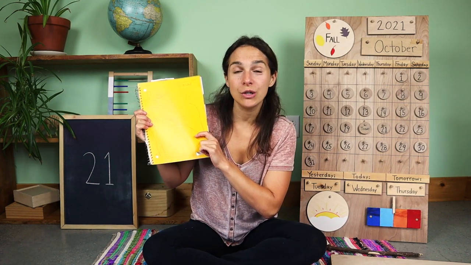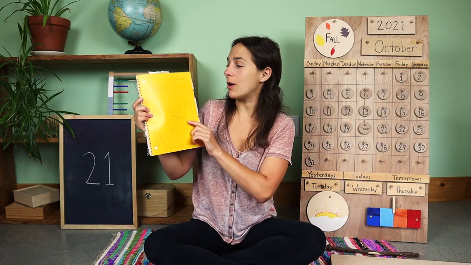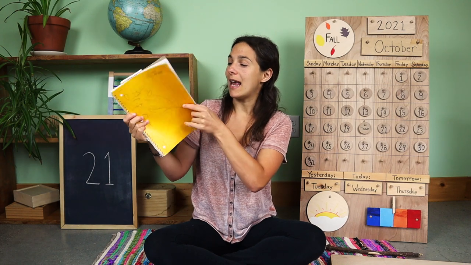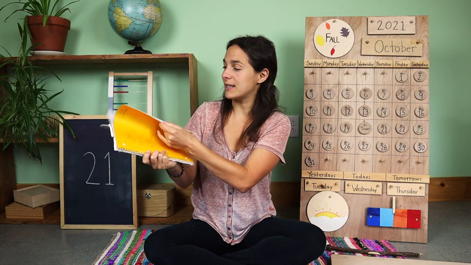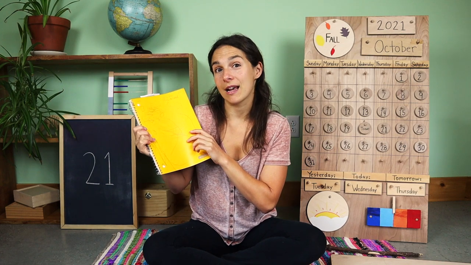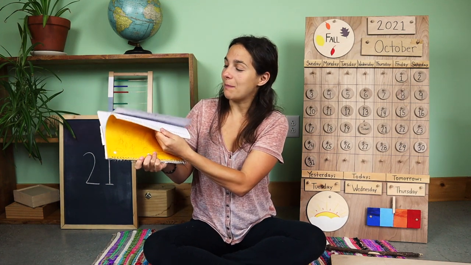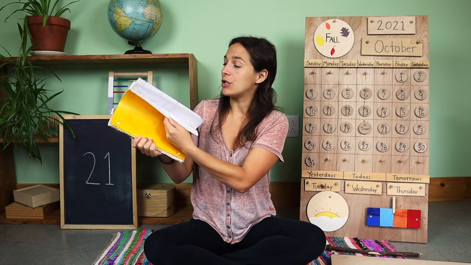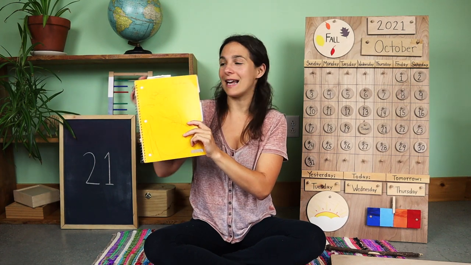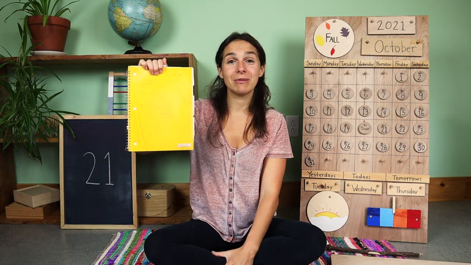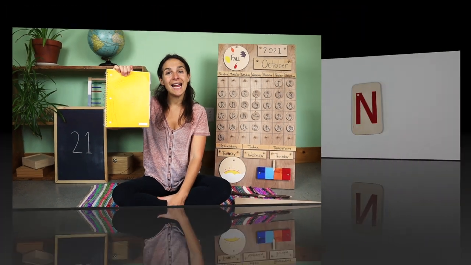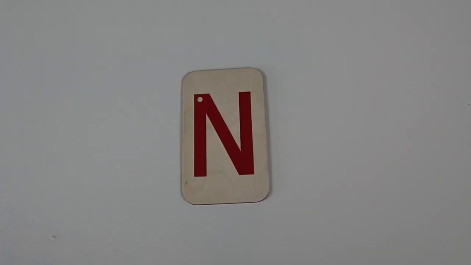This is a notebook. So notebook is a type of a book, and inside are pages. If the pages are blank, you can draw in them. These pages have lines on them, so I've written a bunch of notes in it. Notebook starts with the letter N, N. This is how you write an uppercase N, N.